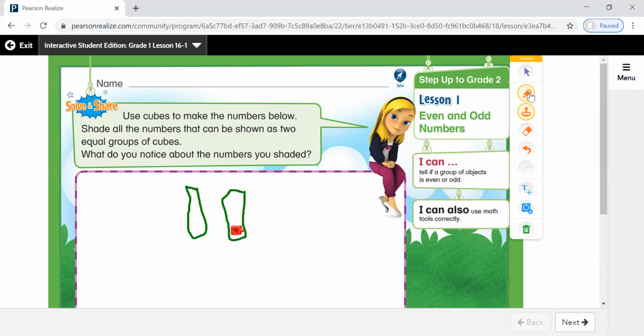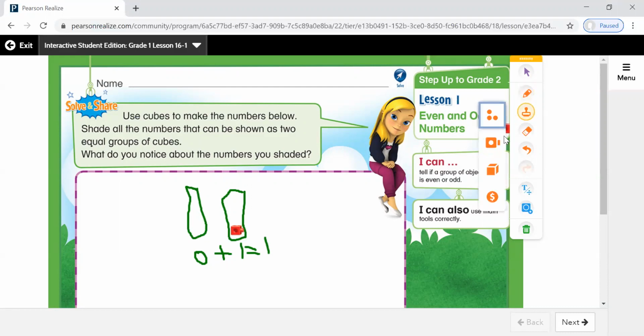the number is odd. So look at number 1 here. I have only one cube and I put it into groups. Can I put it into two equal groups? No, because I have here only 1, but here I have 0. Is 0 equal to 1? Of course not. So 1 is odd.